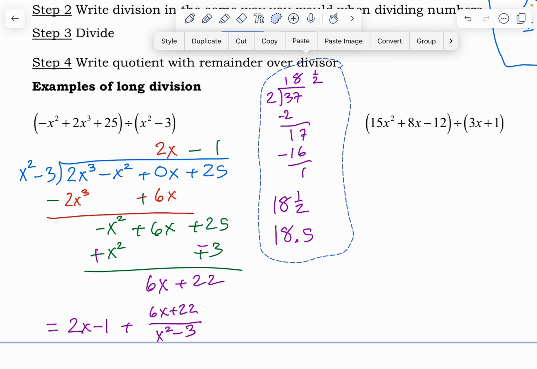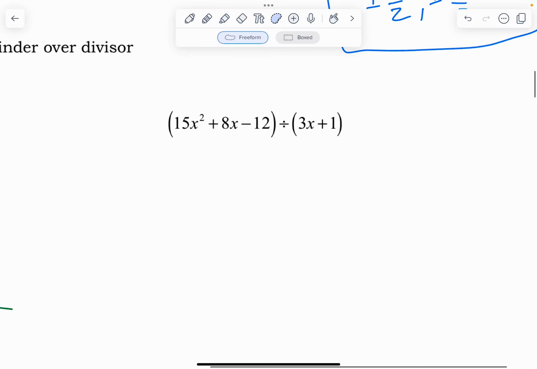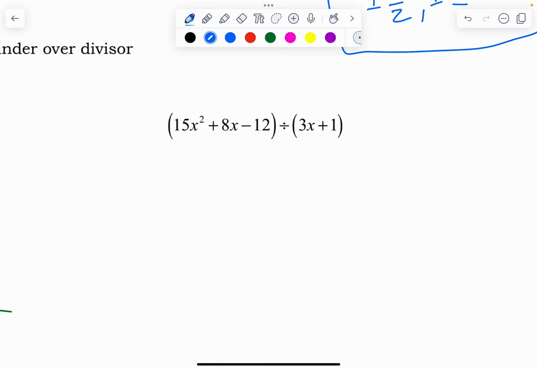Okay, you need to go away. Why am I not seeing delete? Well, cut, whatever.